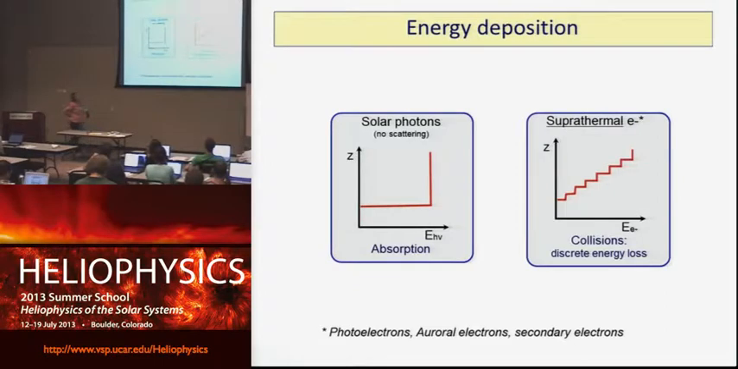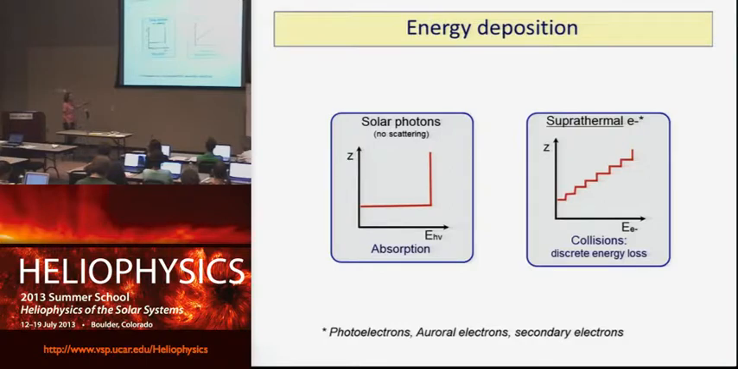Okay, so the fundamental difference is that here a solar photon, if it doesn't undergo any scattering, is absorbed and that's the end of it, which is a good approximation in the extreme ultraviolet. On the other hand, the suprathermal electrons start with a certain energy and undergo collisions throughout the atmosphere, losing a bit of energy at each collision. And so ultimately, they will be thermalized, meaning they will reach a tenth of an eV.